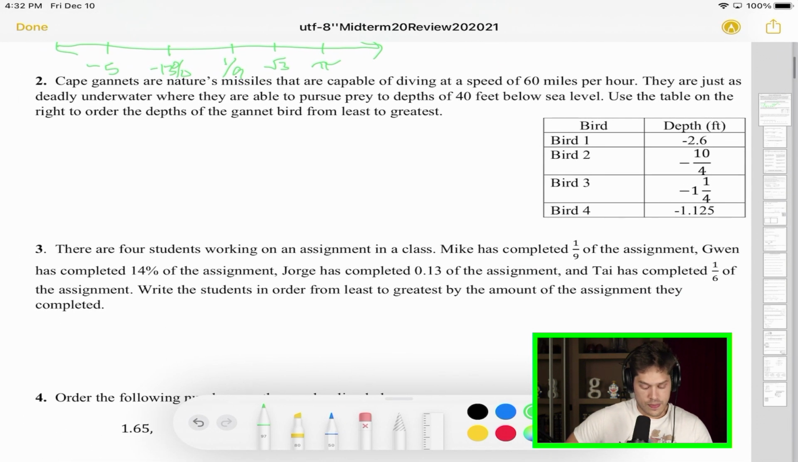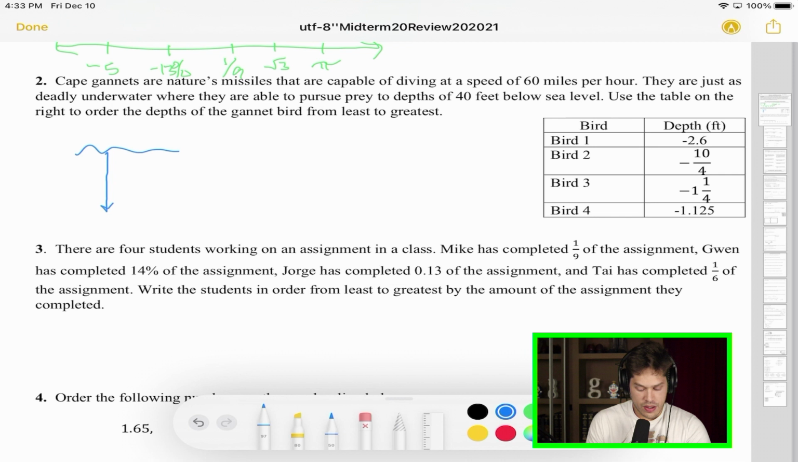All right, number 2. Use the table on the right to order the depths of the bird from least to greatest. So again, we are talking about the depths of these birds. So as if we have some water, as we go deeper or we get more negative, that's the greater value. So this question's kind of backwards in that the smallest number is going to be the greatest depth.